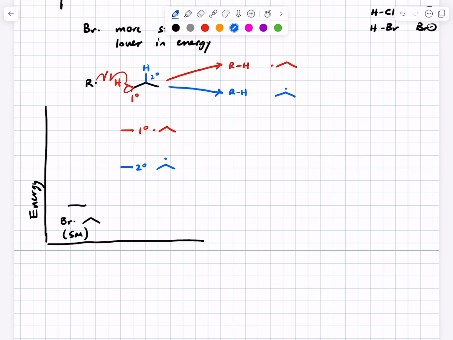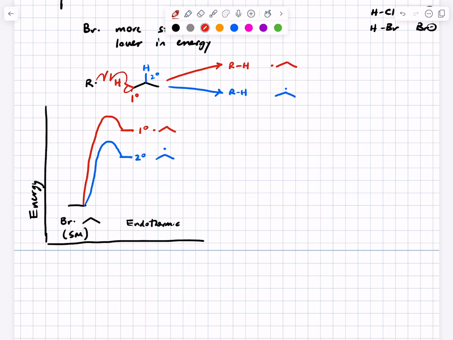But because the reaction is uphill, the reaction is endothermic, Hammond's postulate would tell us that the path that leads to the secondary radical that's more stable should go through a transition state that is more stable. Remember, Hammond's postulate is that a transition state most closely resembles either the starting material or the intermediate or the product to which it is closest in energy.